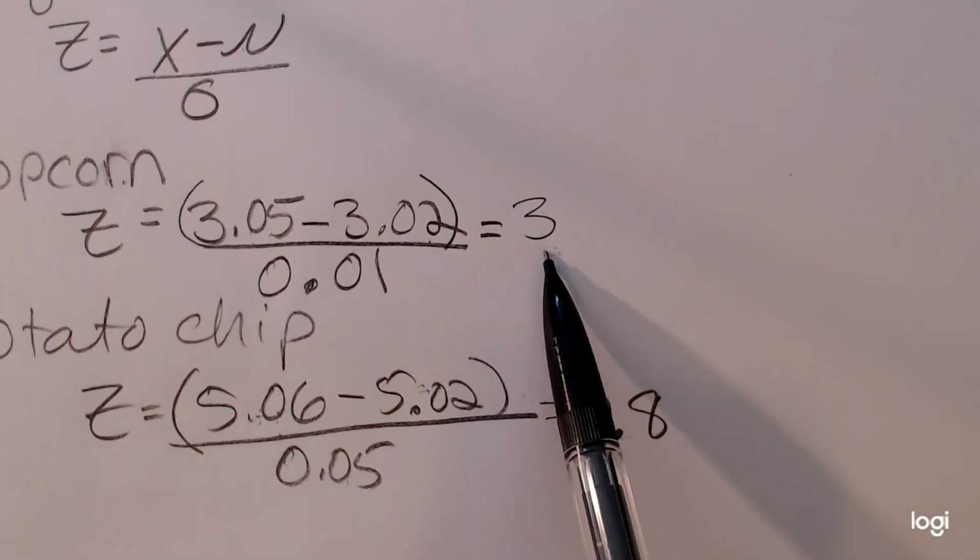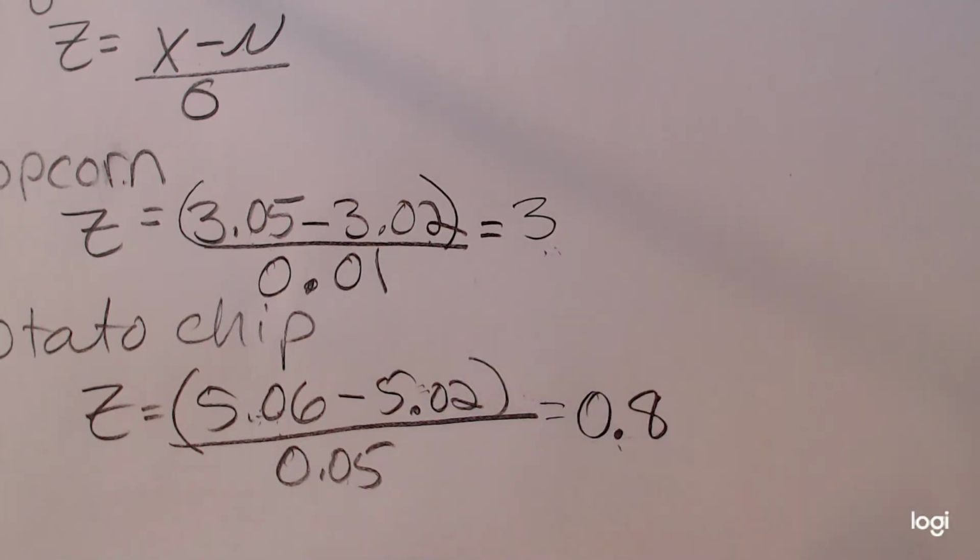This z-score of 3 indicates to me that the bags are being overfilled. Now that might not be a problem for the consumer, but it is for the manufacturer.